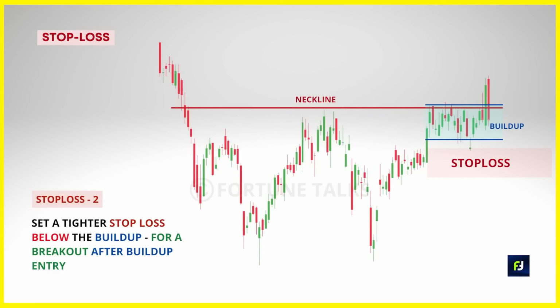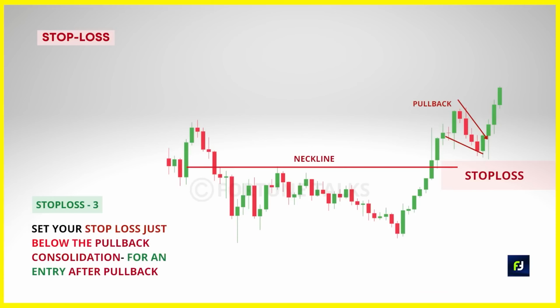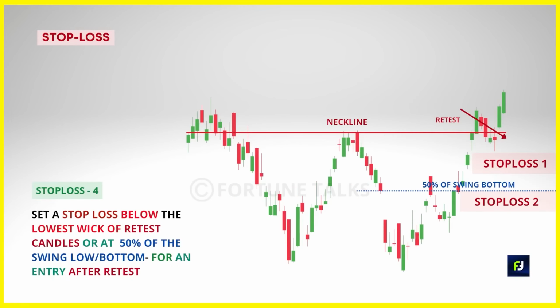Now let's say you have missed both these entries and you have entered a position in the market after the price formed a primary pullback. Then you can set your stop loss below the lowest price in the group of pullback candles including the wick, or you can place it just above the neckline if the pullback is formed very close to the neckline. And the last method is if you have entered after a retest. In this scenario, the stop loss can be placed just below the lowest wick of the group of retest candles, or you can be more conservative and place the stop loss at 50% of the distance between the swing low and the neckline of the pattern in order to save yourself from long wicks.